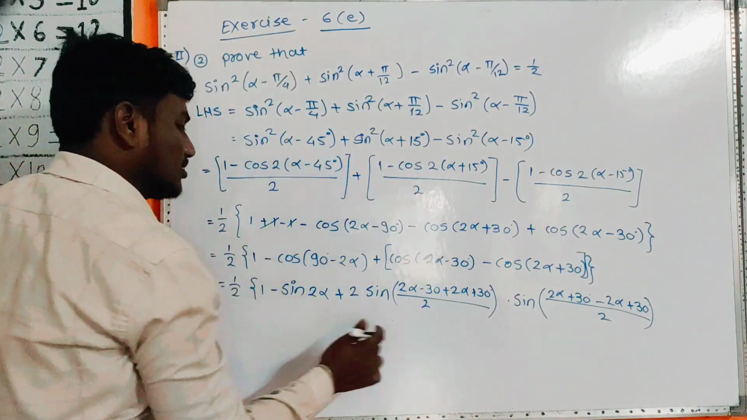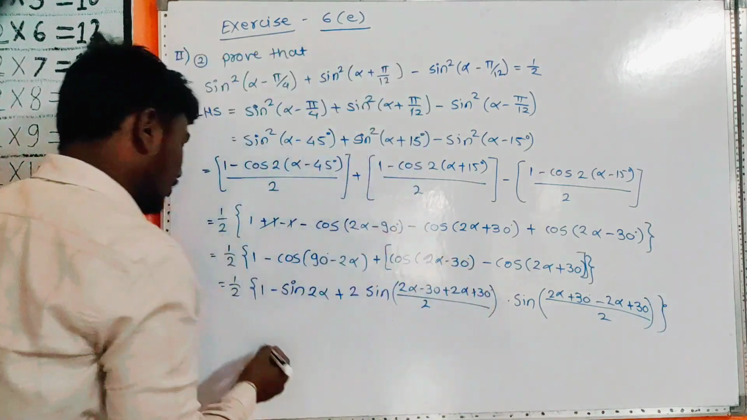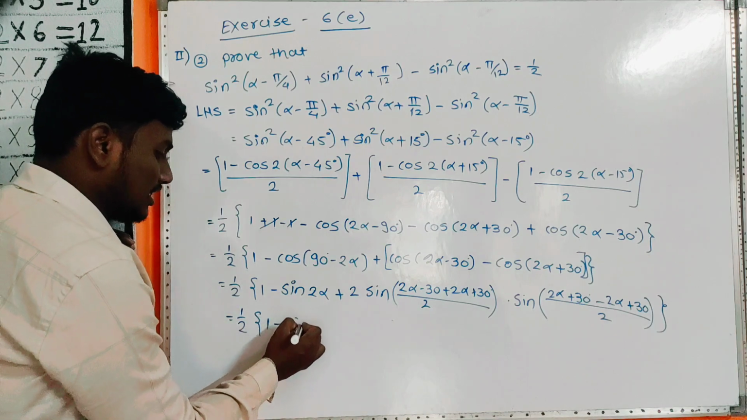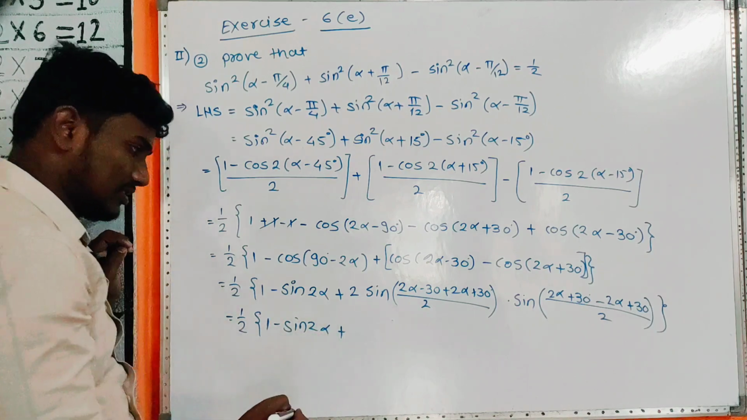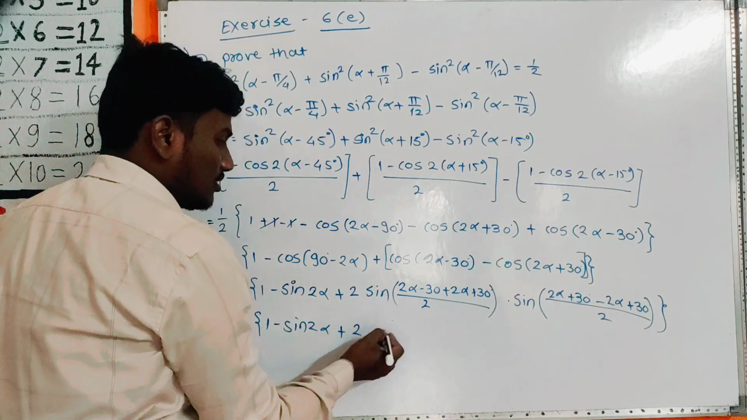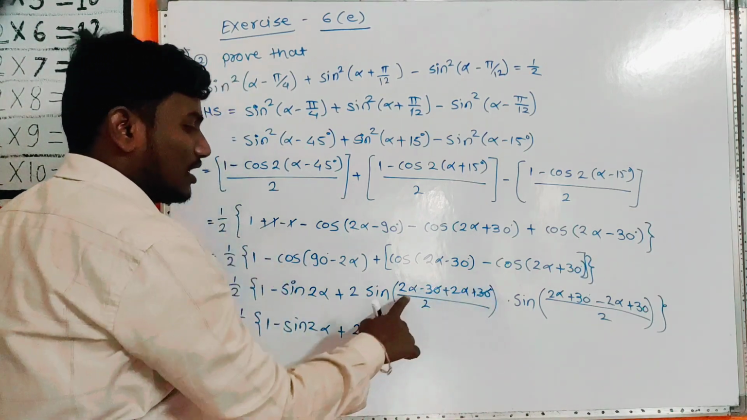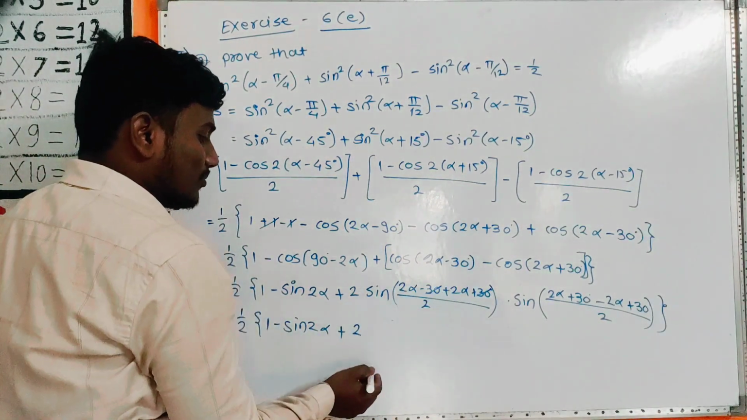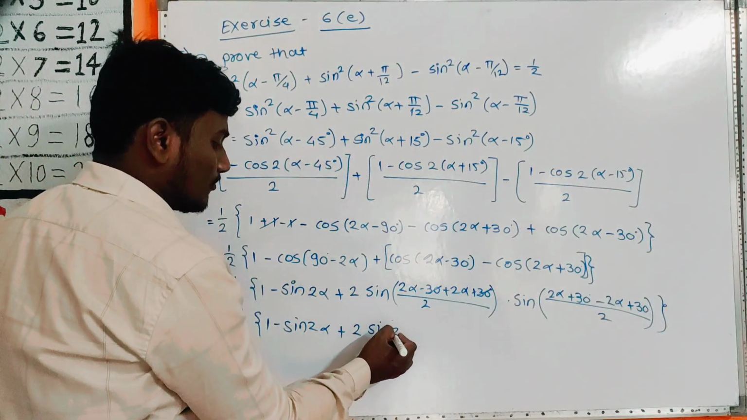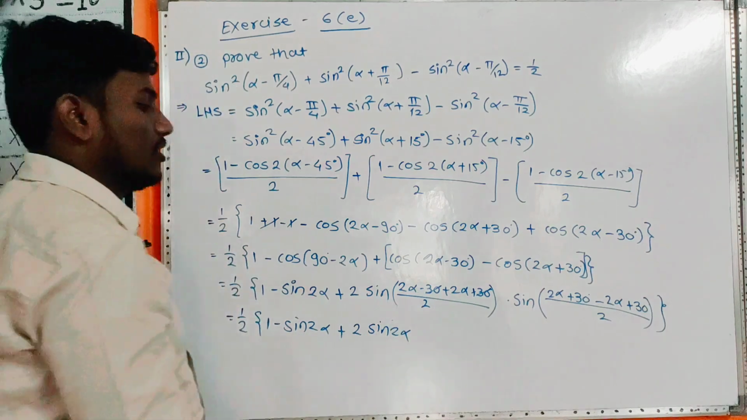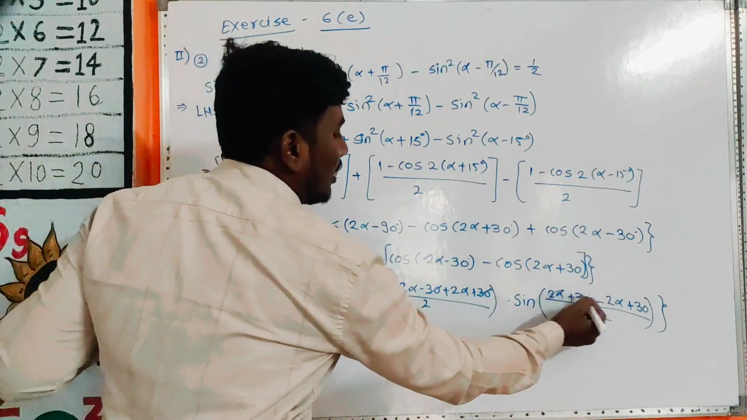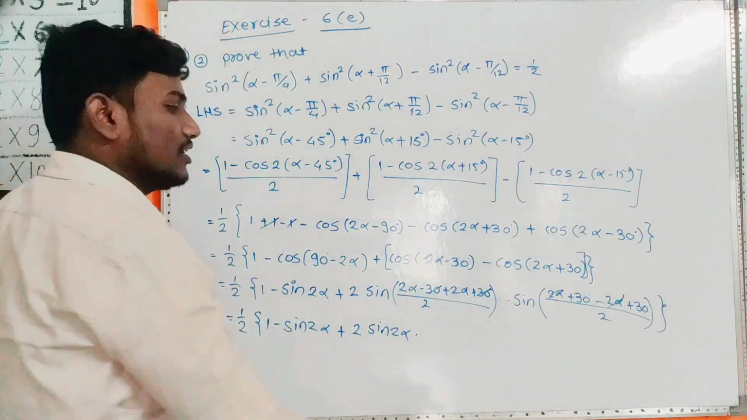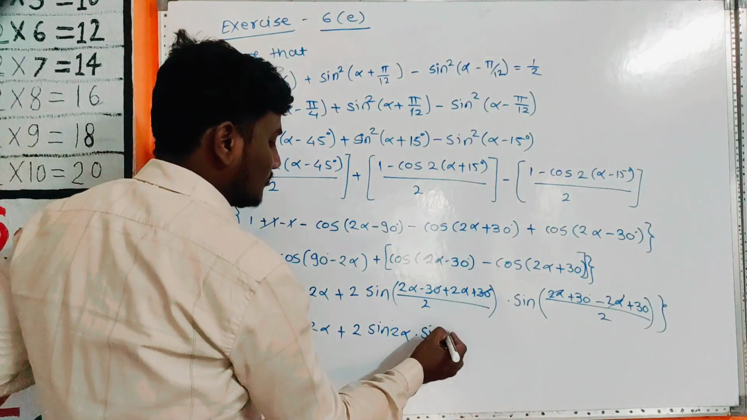We have applied this formula here. What is remaining? 1/2 [1 − sin 2α + 2 times, the 30s cancel, 2α plus 2α is 4α divided by 2, meaning sin 2α. Is it clear? Into this, 2α minus 2α cancels, 30 plus 30 is 60 divided by 2, sin 30.